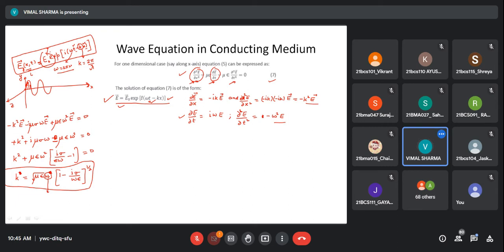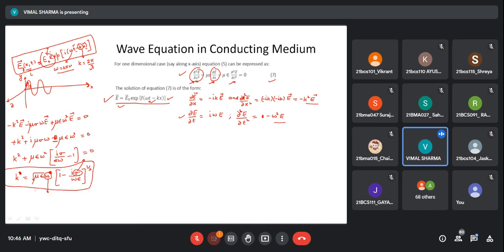This is the angular frequency of the electromagnetic wave which is propagating through this medium, having mu and epsilon as permittivity and permeability, or permeability and permittivity. And this is also a property of the medium, it is the conductivity of the medium.